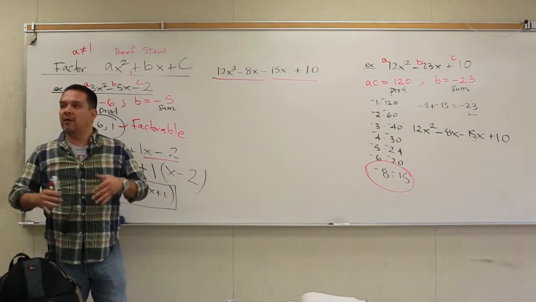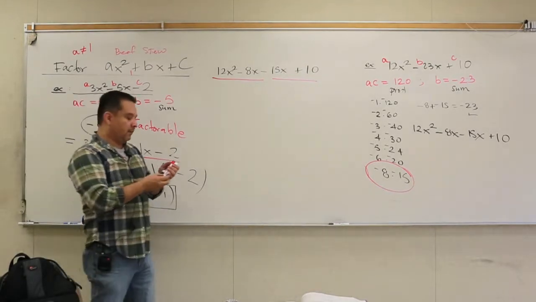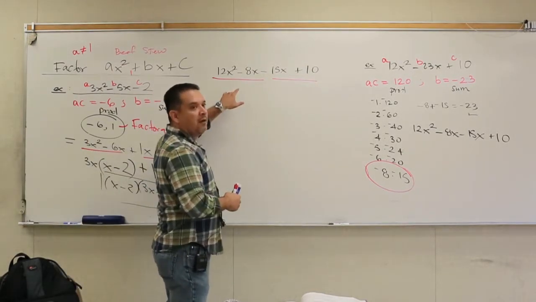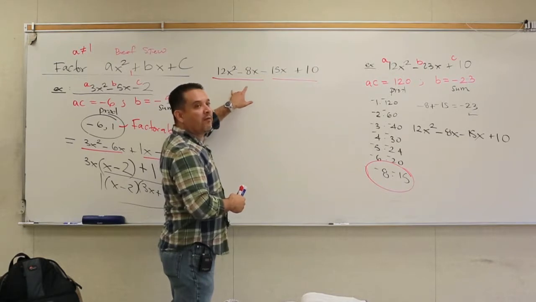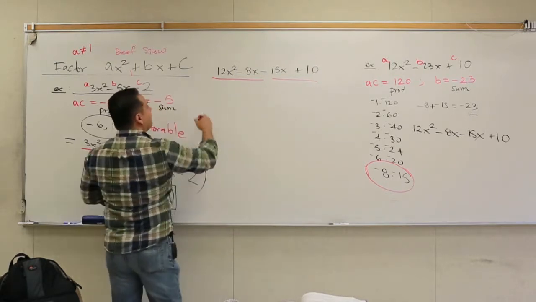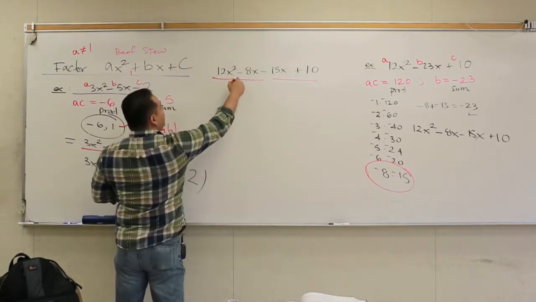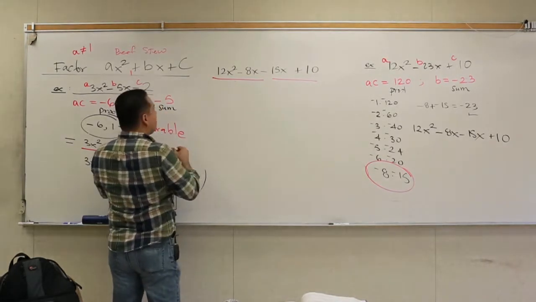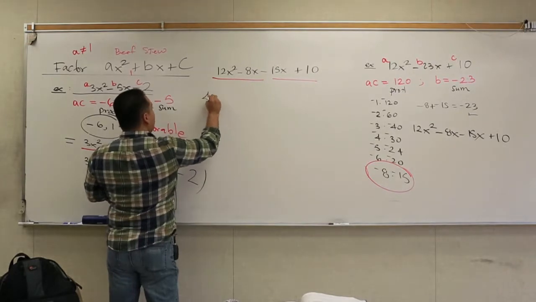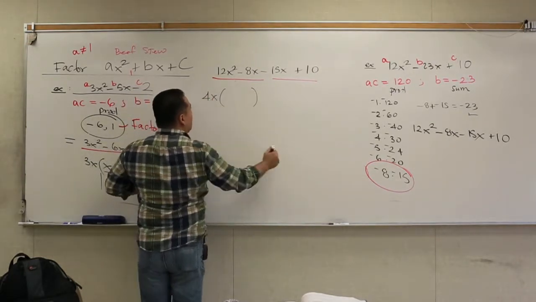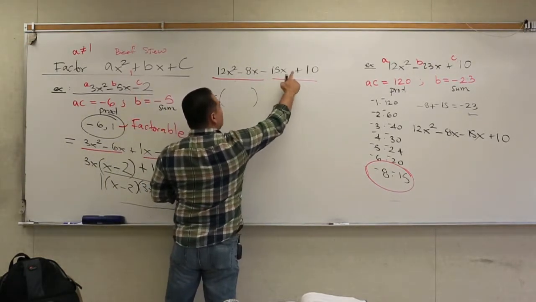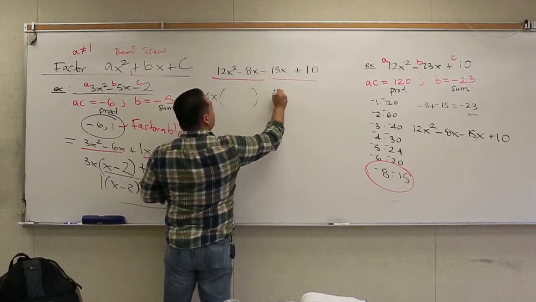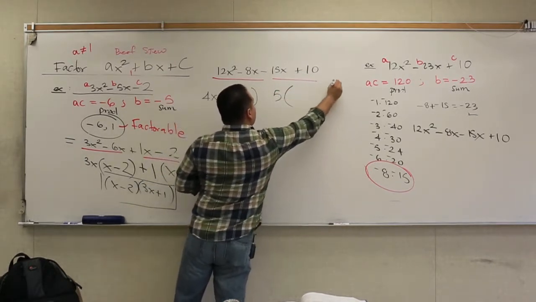Factor by grouping. How do you factor by grouping? Find the greatest common factor for each pair; they're going to be different. For 12x squared and 8x, what's the greatest common factor? Is that 4x? 4x times a quotient. For 15x and 10, what's the greatest common factor? Is that 5? Okay, times a quotient.